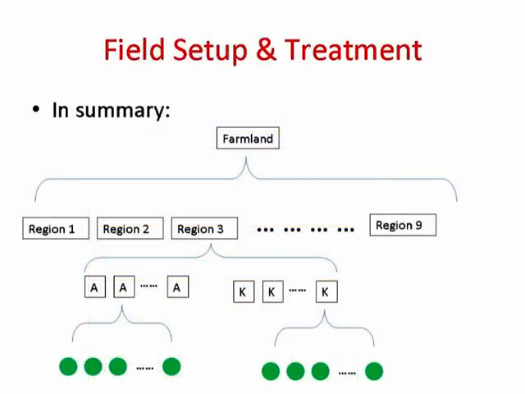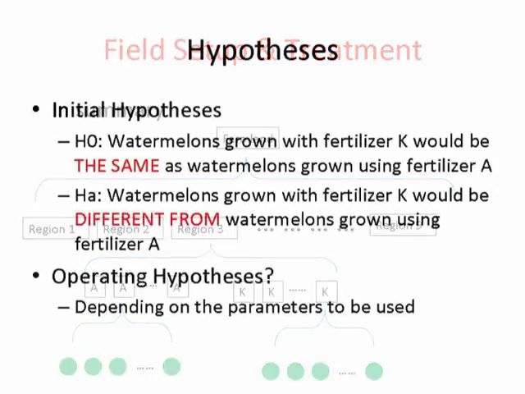So to summarize the setup, there are 9 regions in the farmland, each region containing 18 quadrats of A and K each, and in each quadrant we have 100 watermelons. We randomly sample 10% of them for measurement. Only fully mature and healthy watermelons will be measured.